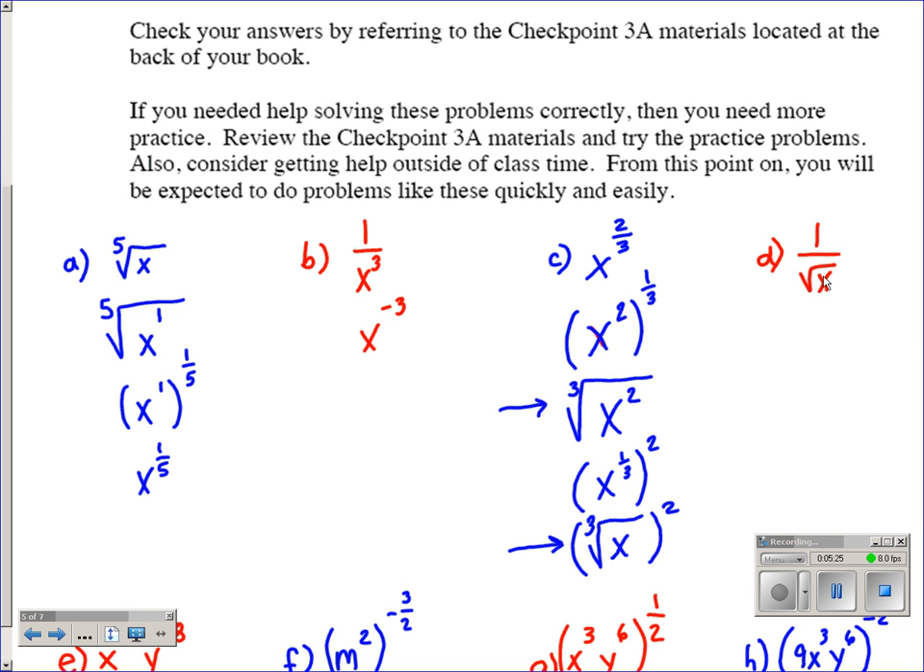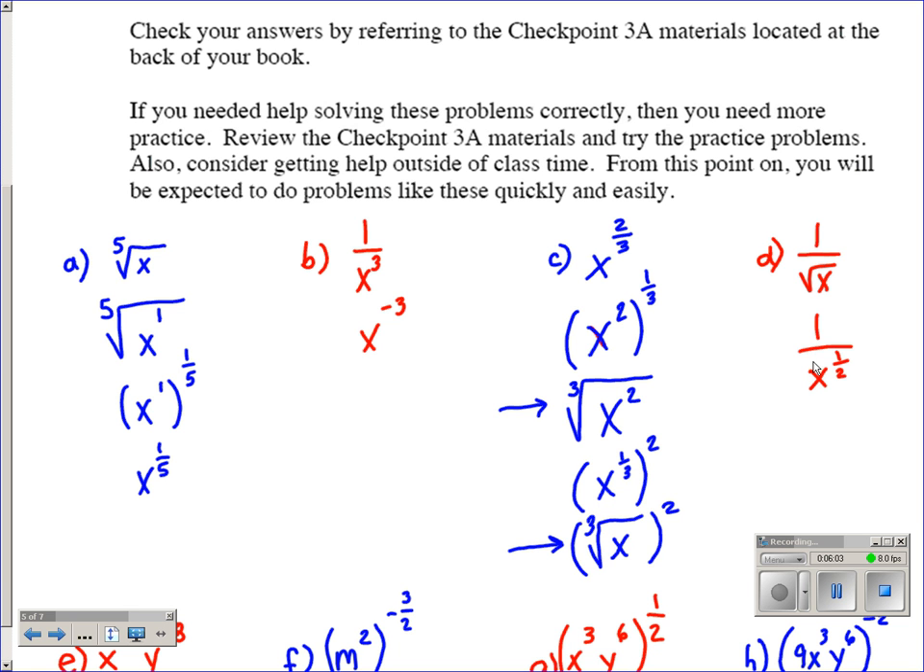For letter D, we have 1 over the square root of x. This one's going to be kind of combining each of the things that we've done in the previous three problems. First of all, the square root of x can be rewritten as x to the what power? Well, this is the square root, which means it would be x to the 1/2 power. This is like saying 1 over x to the 1/2 power. And that would be one way of rewriting it.